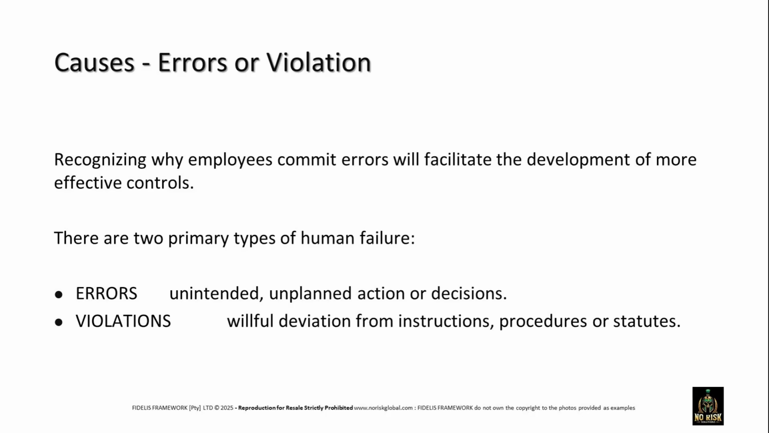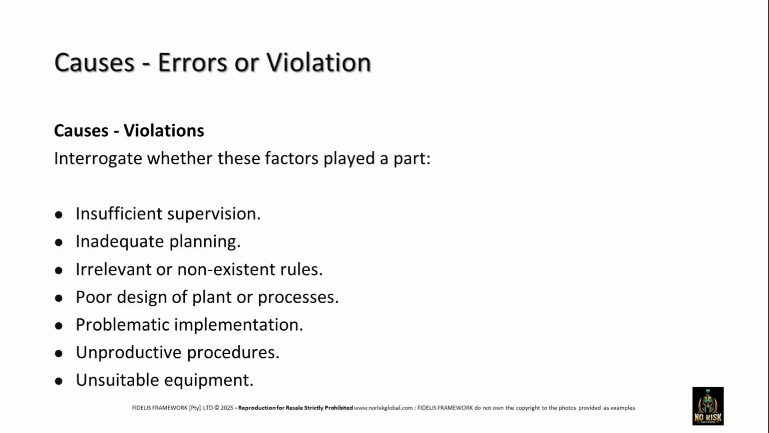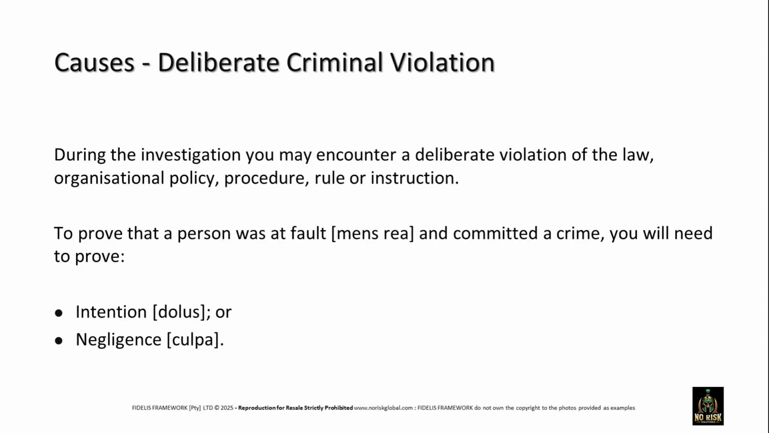Errors can stem from inadequate training, supervision, or communication, leading to mistakes like activating the wrong switch or flawed decision-making. Violations occur due to insufficient supervision, inadequate planning, or irrelevant rules, leading to problematic implementation and unproductive procedures. Investigations may reveal deliberate violations of laws or procedures.